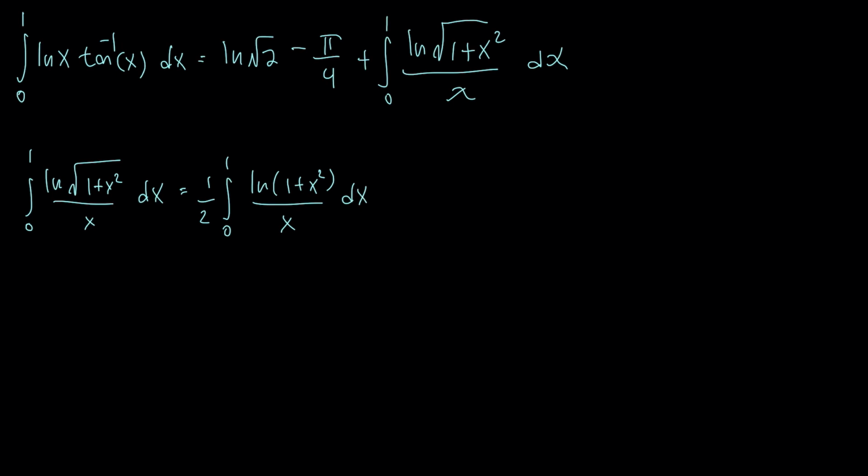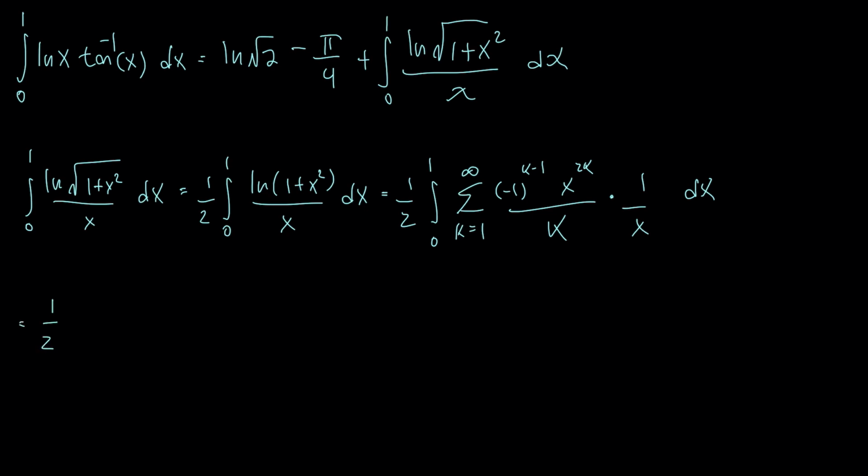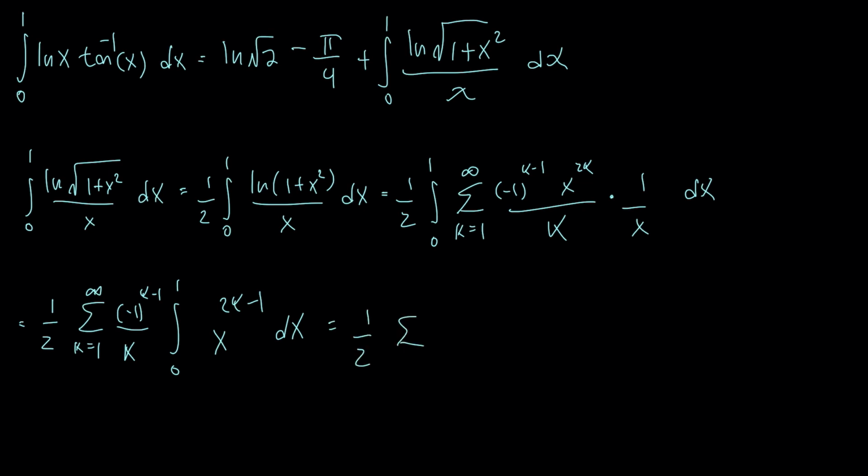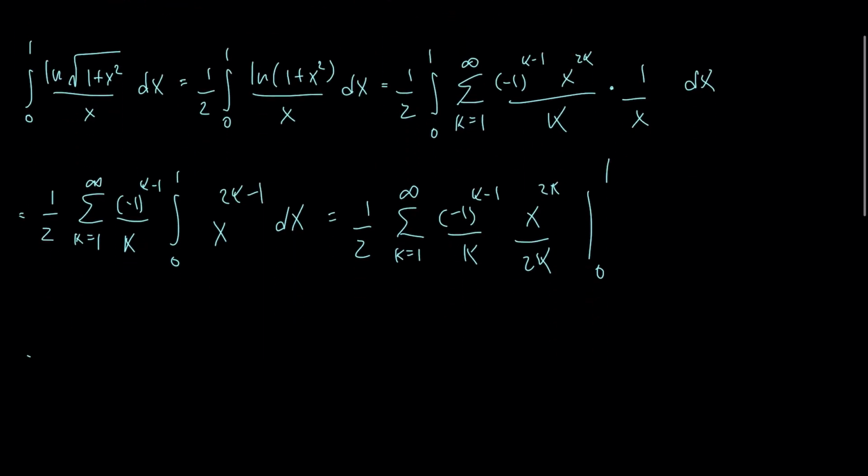And using the series representation of the natural log of 1 plus x squared, we have 1/2 the integral from 0 to 1 of the sum from k equals 1 to infinity of negative 1 to the k minus 1, x to the 2k over k, times 1 over x dx, which is equal to 1/2 the sum from 1 to infinity of negative 1 to the k minus 1 over k, the integral from 0 to 1 of x to the 2k minus 1 dx, which is equal to 1/2 the sum of negative 1 to the k minus 1 over k, x to the 2k over 2k from 0 to 1, which is equal to 1/2 the sum from 1 to infinity of negative 1 to the k minus 1 over 2k squared.